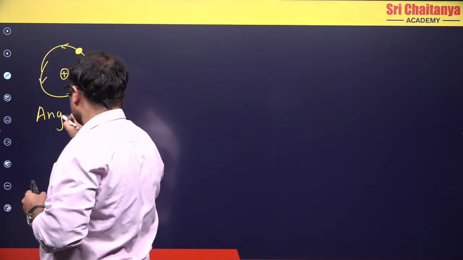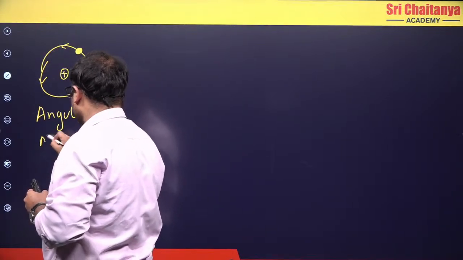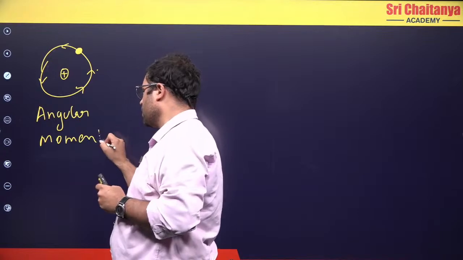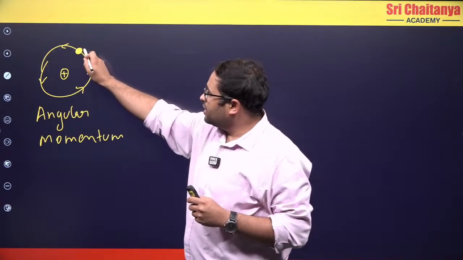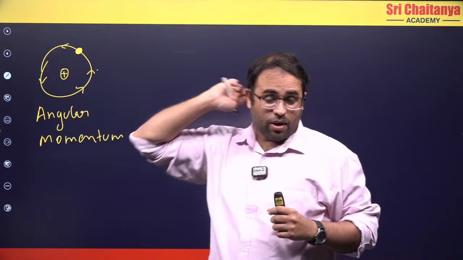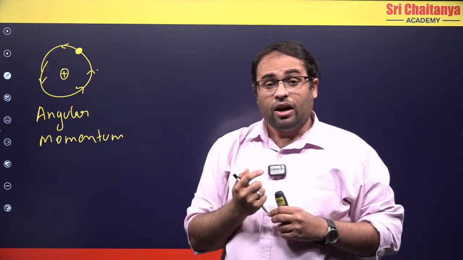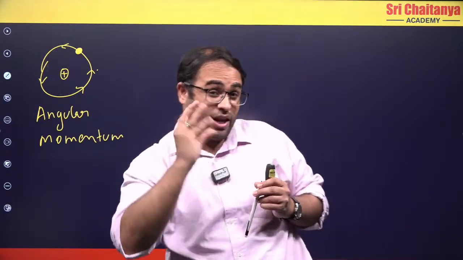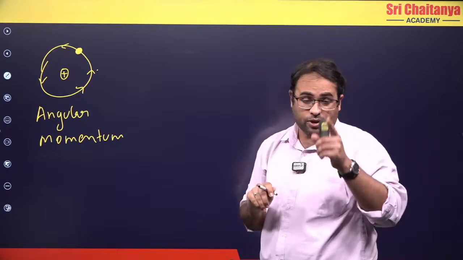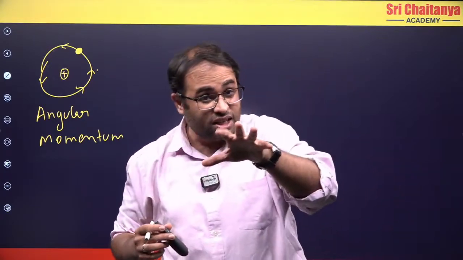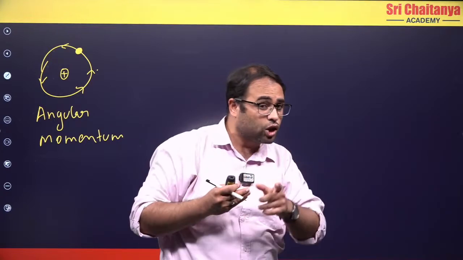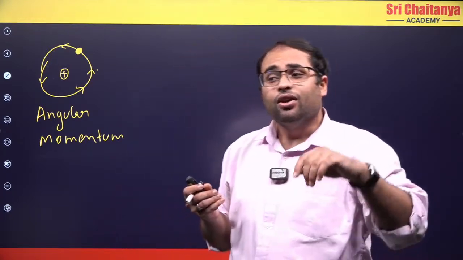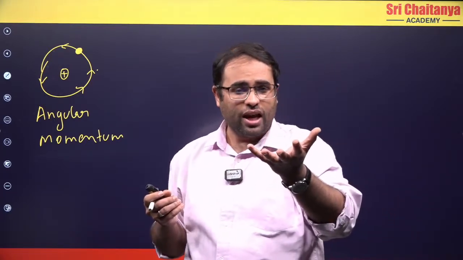It has angular momentum, right? But this ball, like Earth, remember Earth revolves around the sun, but Earth also spins on its axis. Do you remember Earth spins on its axis? That is the reason we are able to say that you will get day and night. If Earth was not spinning on its axis, you would not get day or night, right?